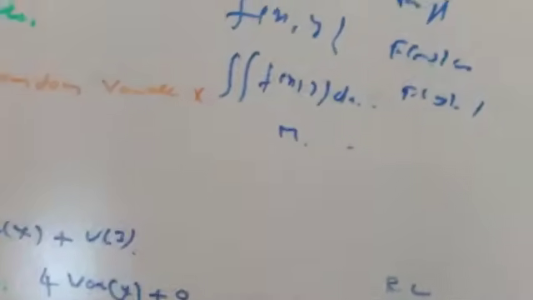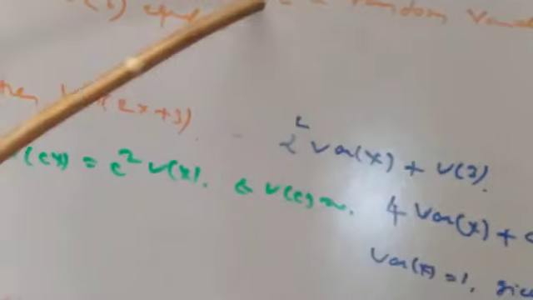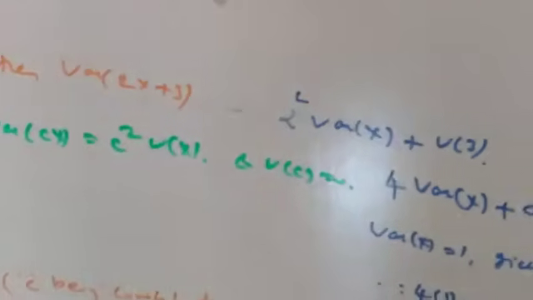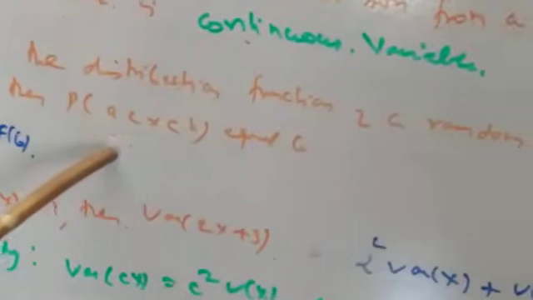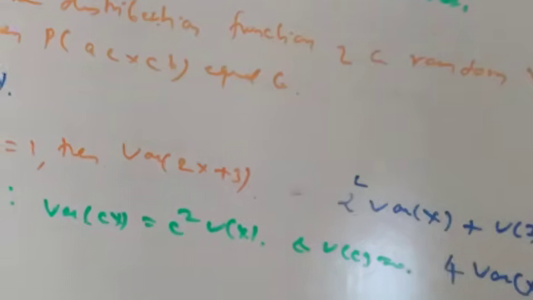Its properties: it's always a non-decreasing function, right continuous, F of minus infinity equals 0, F of plus infinity equals 1. So these are all the properties of the cumulative distribution function. Based on that, they ask one question: if F is the distribution function of a random variable X, and a is less than b, then the probability that X lies between a and b is equivalent to F of b minus F of a.